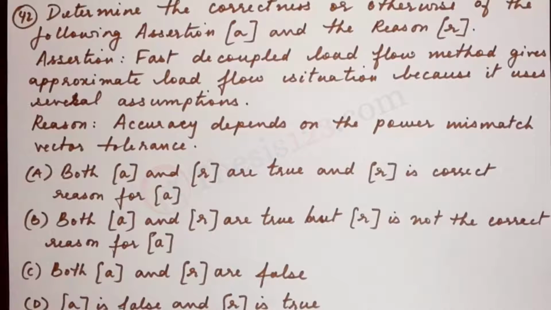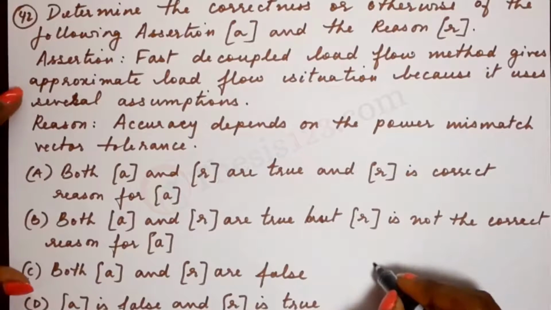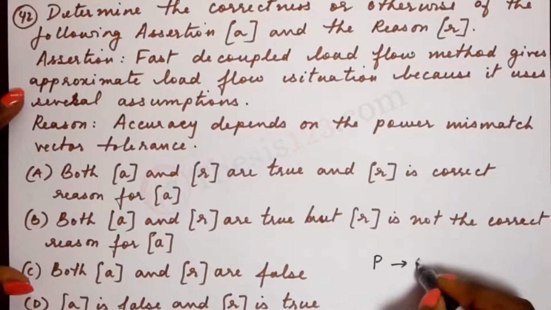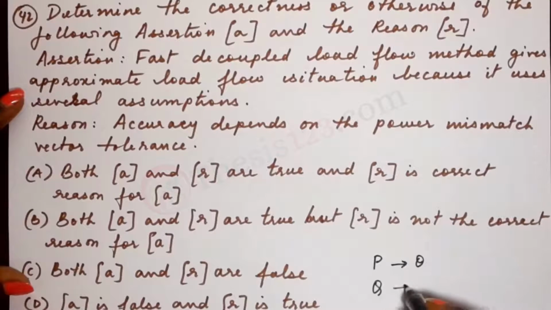So the assertion talks about fast decoupled load flow method having several assumptions. Now when talking about load flow, the power flow equations are resolved into two sets. You should be quite familiar with that. One set is P theta and the other is Q V. The decoupling of these parameters makes it possible to solve the two sets of equations separately.